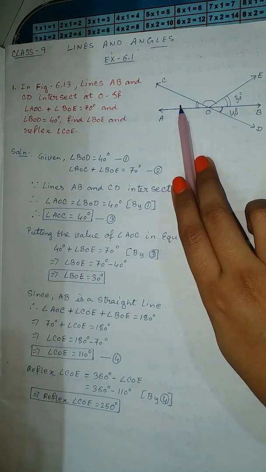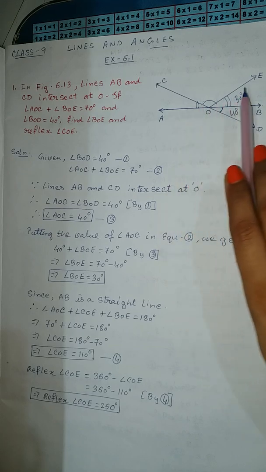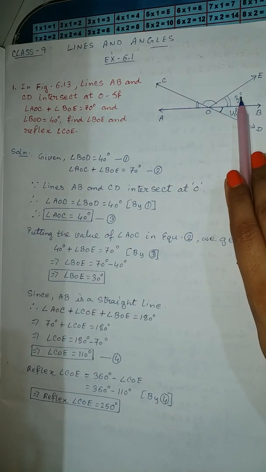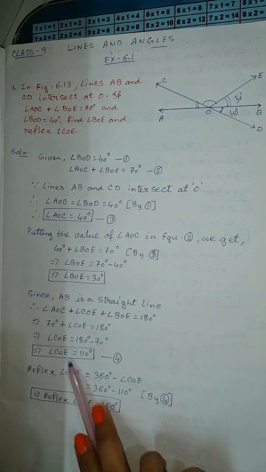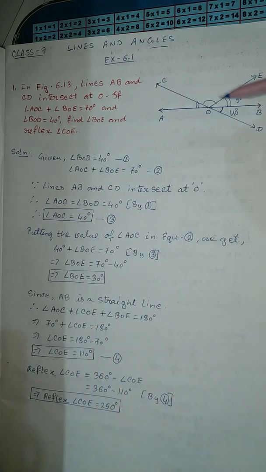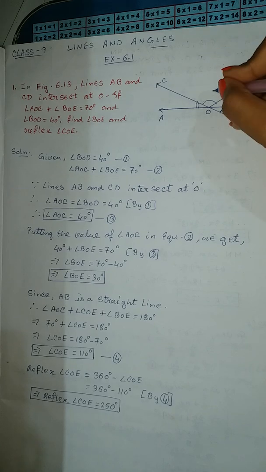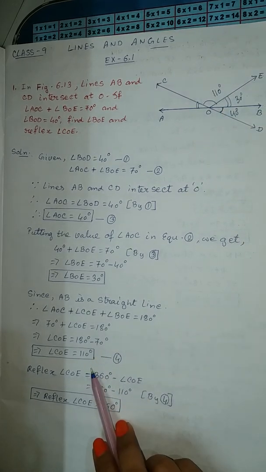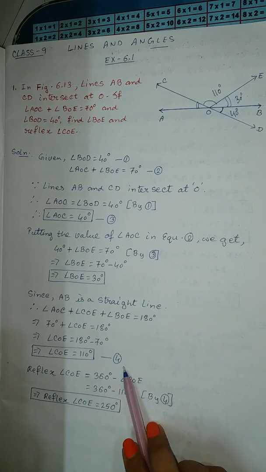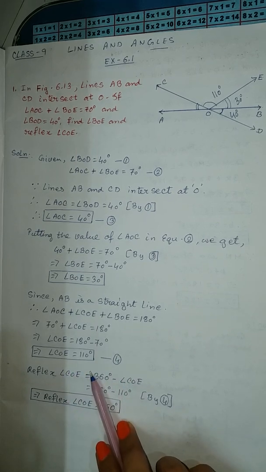We know the value of this angle, which is 40 degree. We know the value of this angle, which is 30 degree. Clearly from here, if we can solve this equation, we will get the value of angle COE. That means this particular angle is 110 degree. We can clearly see the calculation here, right? Now by equation 4, angle COE is equal to 110.